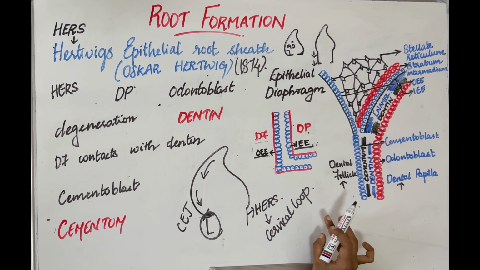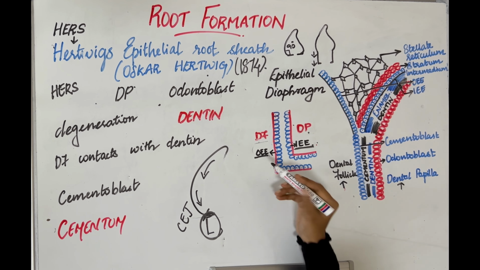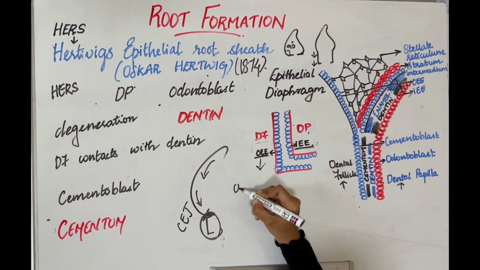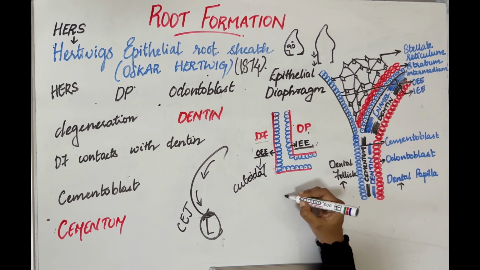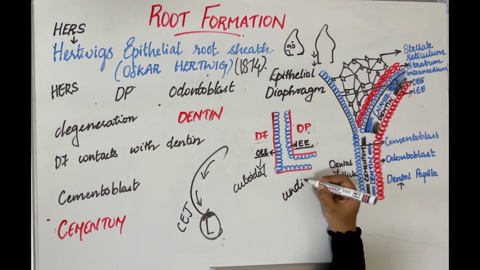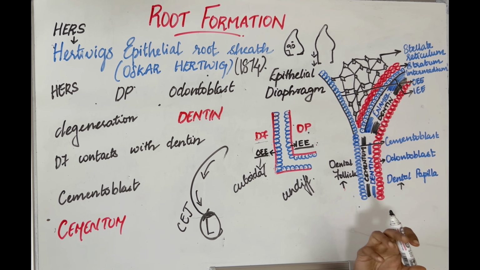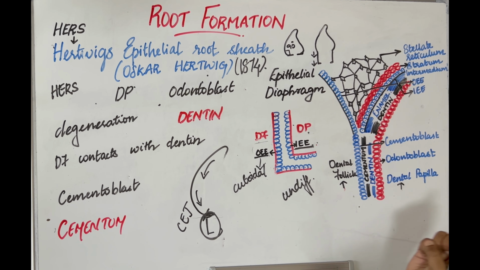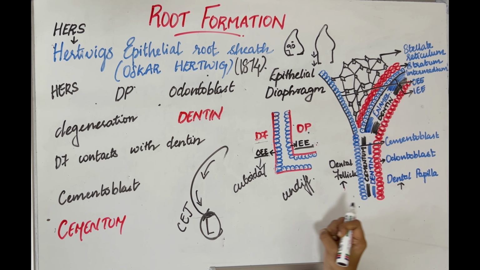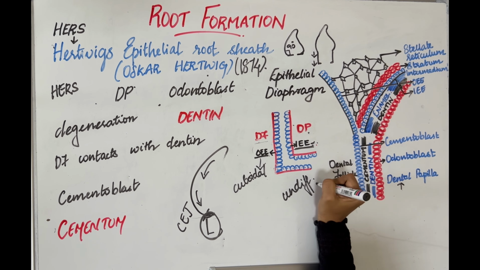Here the outer enamel epithelial cells are the same cuboidal cells, and the inner enamel epithelial cells remain undifferentiated, because if they undergo differentiation, ameloblasts will form and we will have enamel formation. In the root, we do not have enamel. We have pulp, dentin and cementum. So these cells remain undifferentiated.